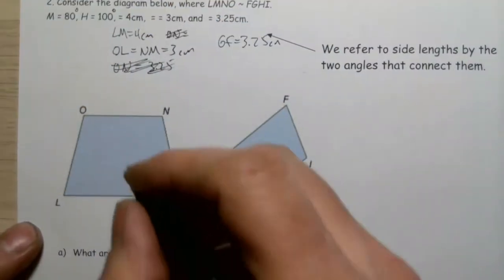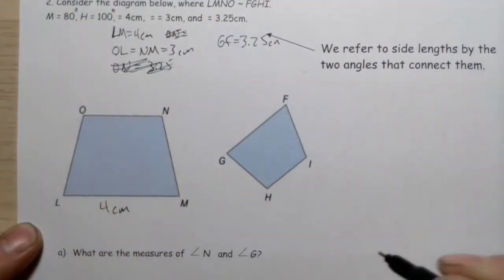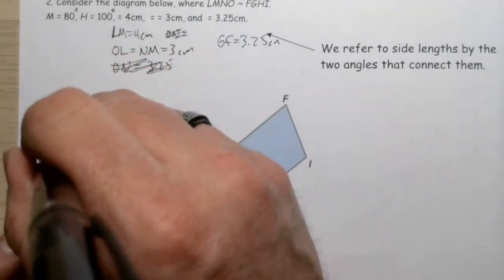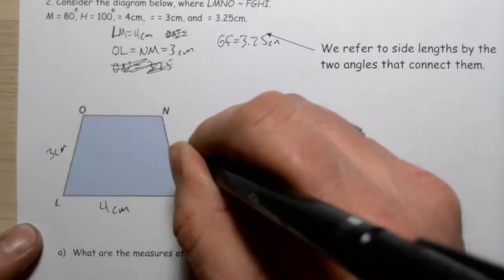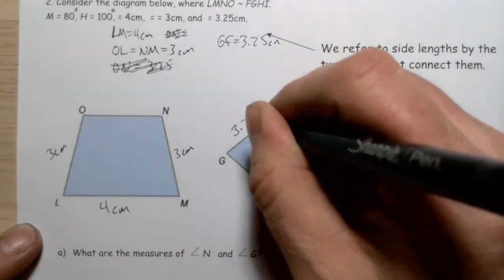So I'm going to say that LM... Sorry about this, everybody. You know what? Until I started to do this, I didn't actually notice that those were gaps there. So we'll say that this is 3 centimeters. This is 3 centimeters. And then I'm going to say that GF here is 3.25 centimeters.